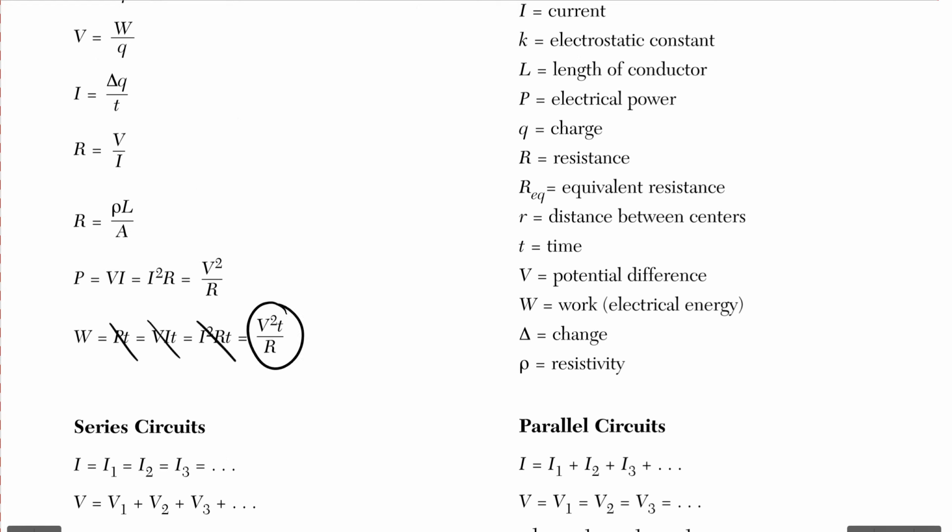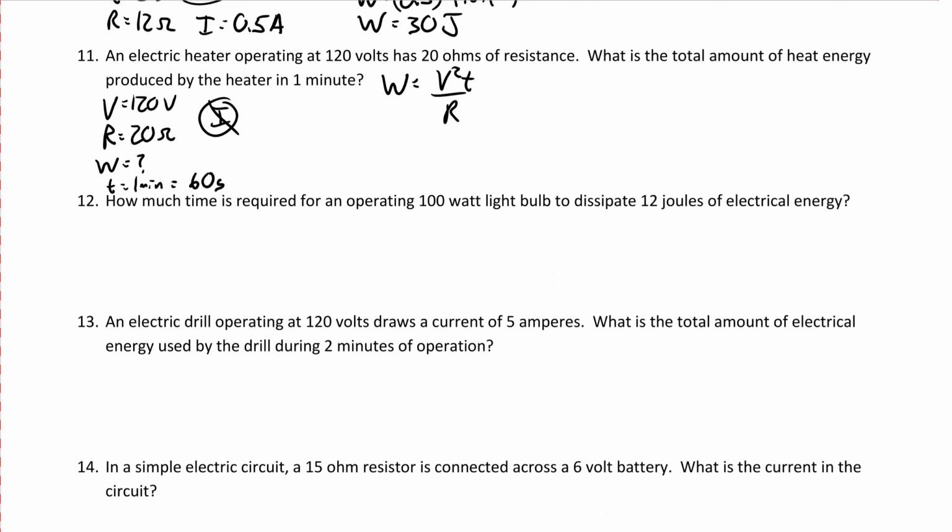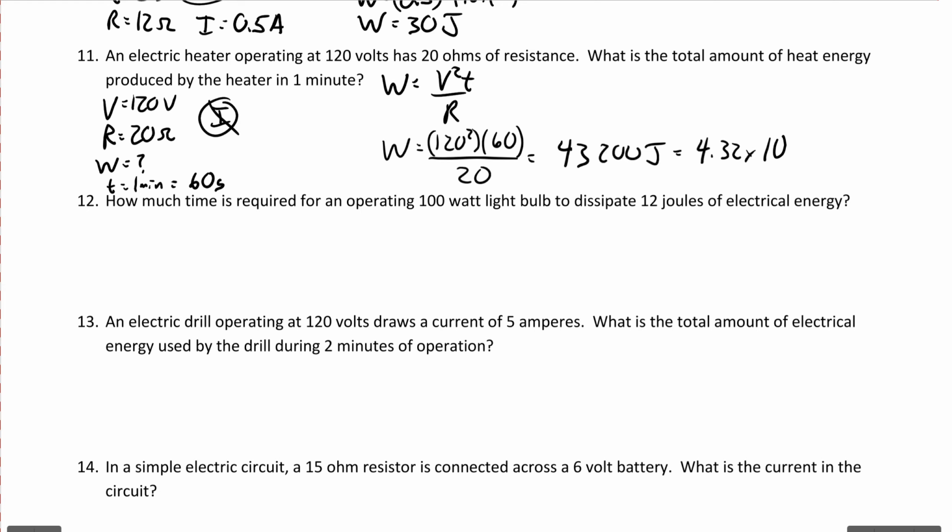So we have the voltage, the resistance, and the time. We're going to use V squared T over R. So that's the equation we're going to plug in. Don't forget, time needs to be in seconds, so you change 1 minute to 60 seconds. And you get 43,200. What are the units for electric energy or heat energy? It's going to be joules. And that's a weird long number, so we convert it: 4.32 times 10 to the 4 joules.